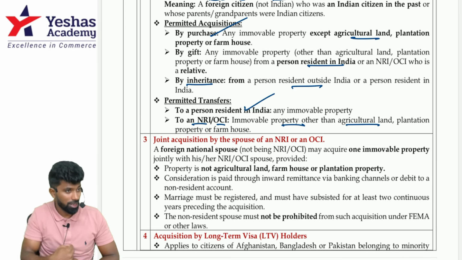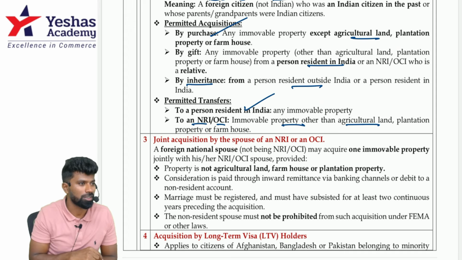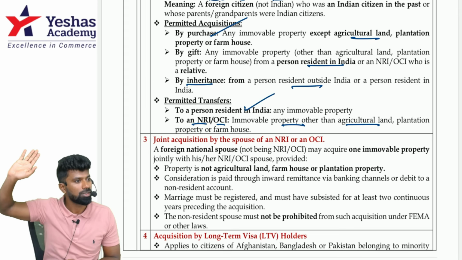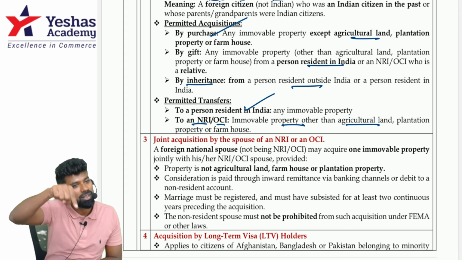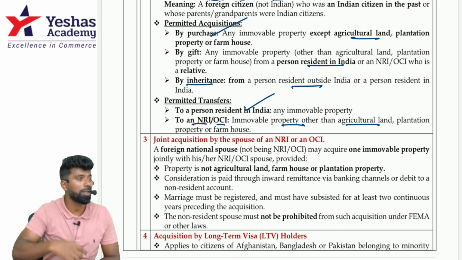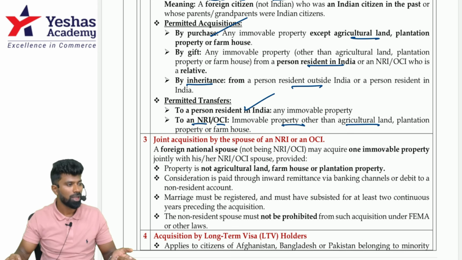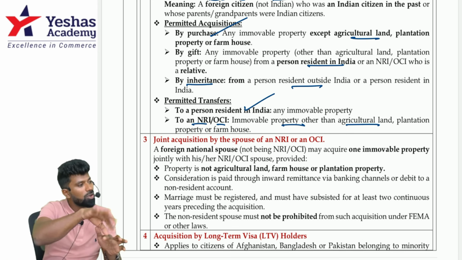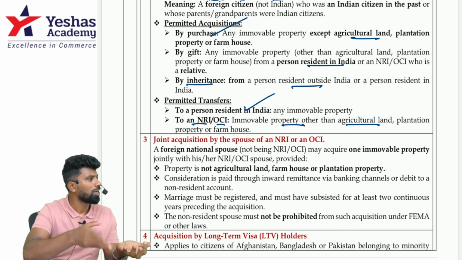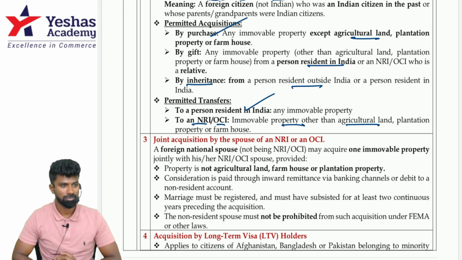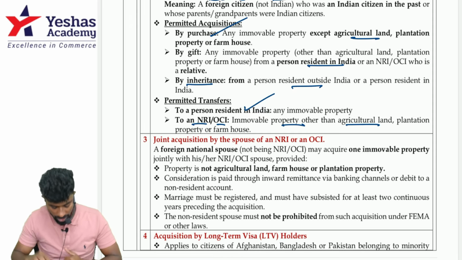But if I am an NRI and I have an agricultural property that I acquired long back, can I transfer it to a person resident in India? Yes or no? But to an NRI, why not? Because an NRI cannot purchase what property? Agricultural property. Clear with this? Next one.